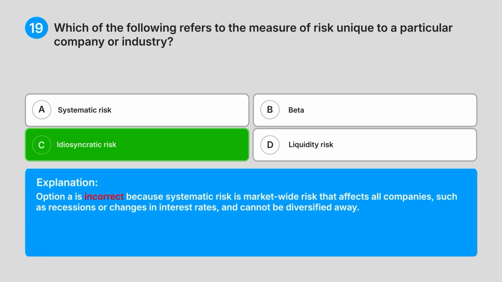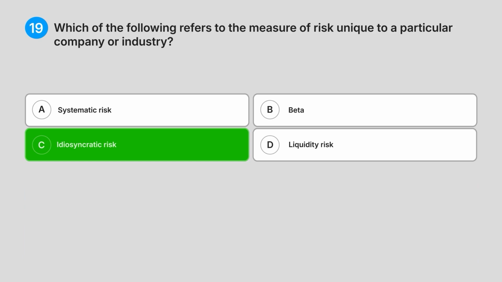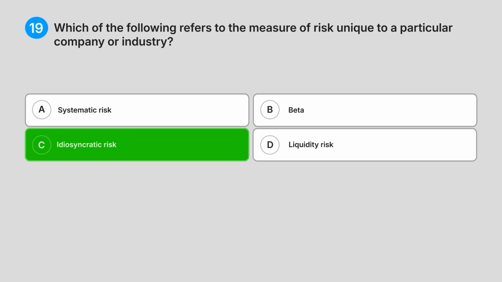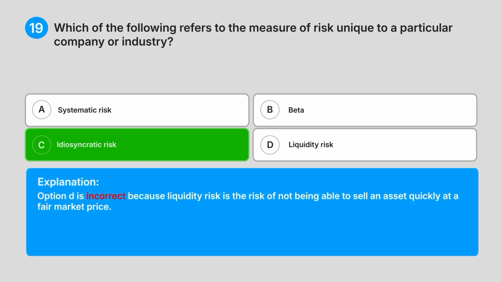Option A is incorrect because systematic risk is a market-wide risk that affects all companies, such as recessions or changes in interest rates, and cannot be diversified away. Option B is incorrect because beta is a measure of an asset's systematic risk relative to the overall market. Option D is incorrect because liquidity risk is the risk of not being able to sell an asset quickly at a fair market price.